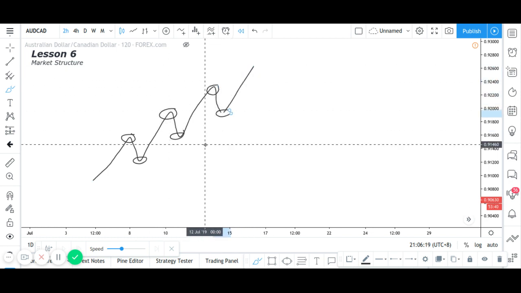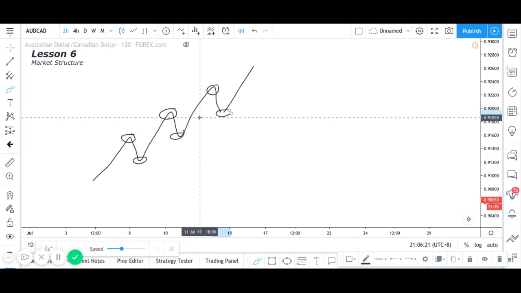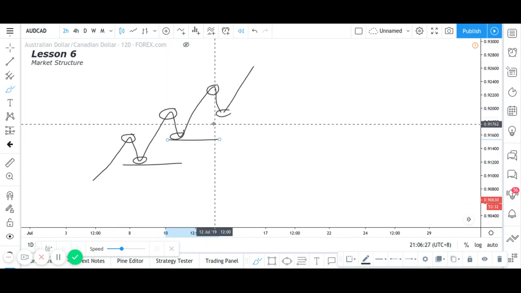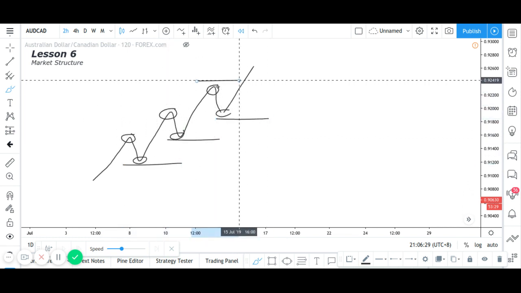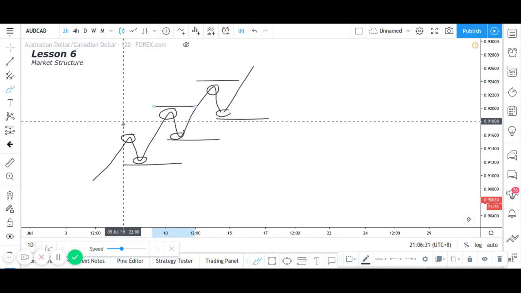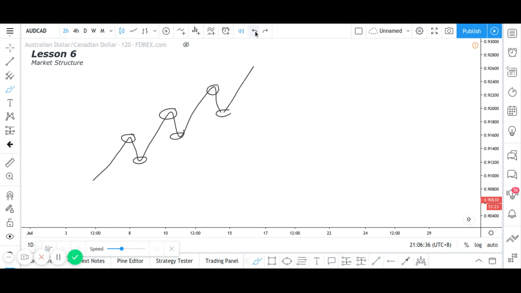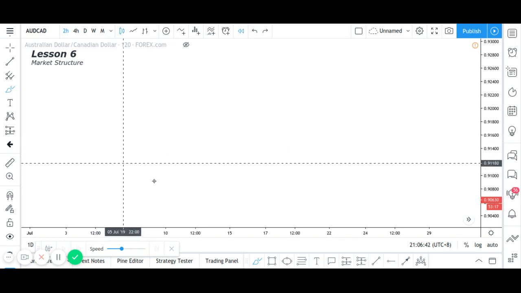So what we need to see in the market is that the market is making higher lows and higher highs. This means that the market is in a bullish uptrend. Now that you guys have a slight idea about how this works, I will show you guys an example of a downtrend.